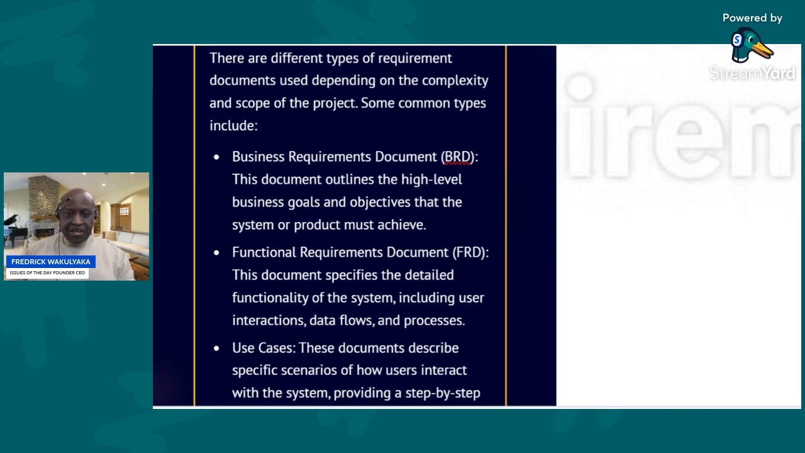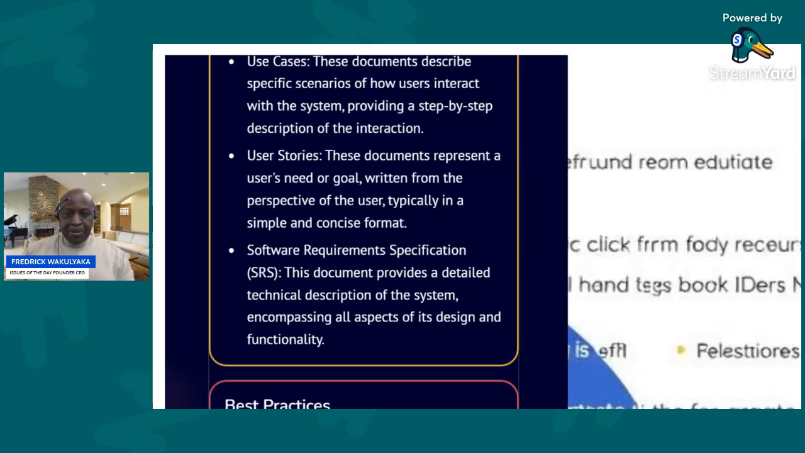Use case documents describe specific scenarios of how users interact with the system, providing a step-by-step description of the interaction. User stories. These documents represent a user's need or goal written from the perspective of the user, typically in a simple and concise format. Software requirement specification. This document provides a detailed technical description of the system, encompassing all aspects of its design and functionality.